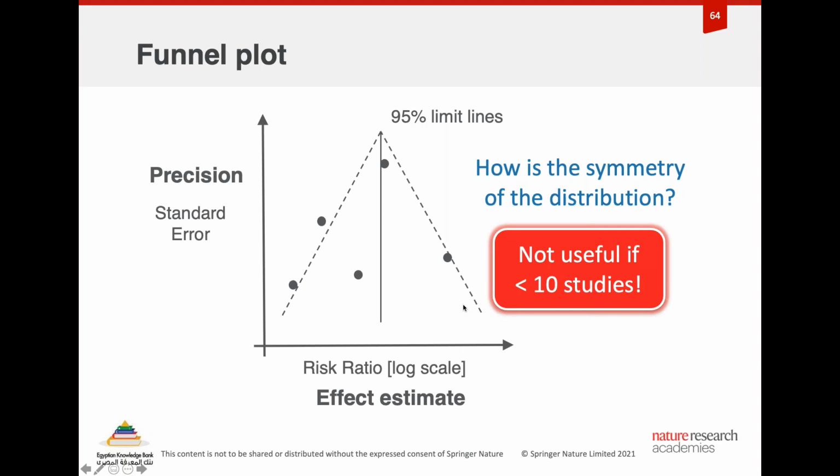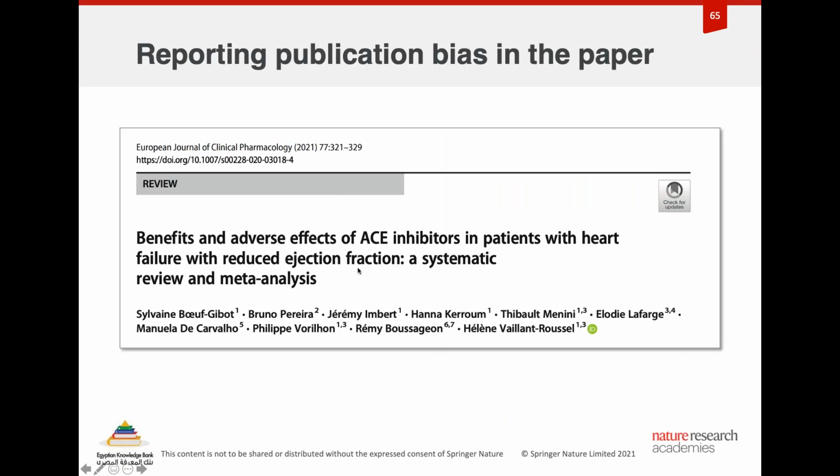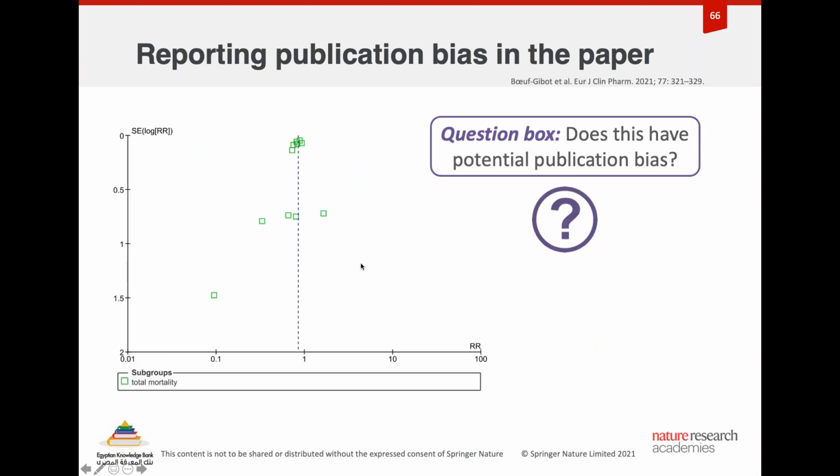So let's look at a real example. These are examples that I made for these workshops. This is looking at the benefits and adverse effects of ACE inhibitors in patients with heart failure with reduced ejection fraction. Now here's the funnel plot. This was a supplementary figure. So if you saw this funnel plot, do you think that this study has potential publication bias in the review? Yes or no in the questions box. If you were to assess this as a reviewer, and yes, everyone's writing yes. I think everyone could see this big, huge hole in the funnel.